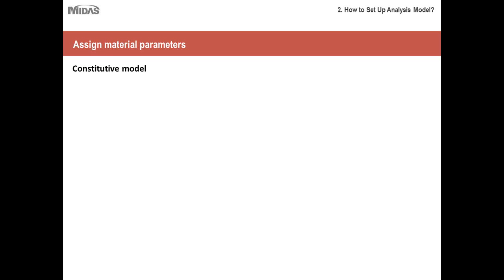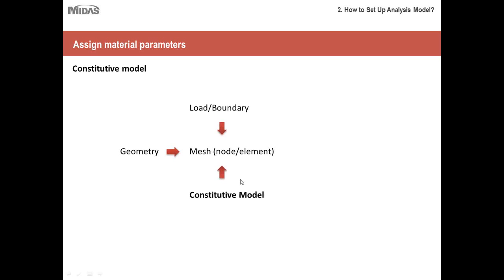Then let's move on to the second step, which is assigning the material parameters through constitutive material models. And while going over this process, let me quickly revise. So we have done the geometry, then we have created the meshes, and to this mesh we'll assign the constitutive model, and to this meshed model with constitutive material properties we'll add the load and boundary, and then we'll run the analysis to get stress and displacement. So right now I'll be talking in detail about the constitutive models.